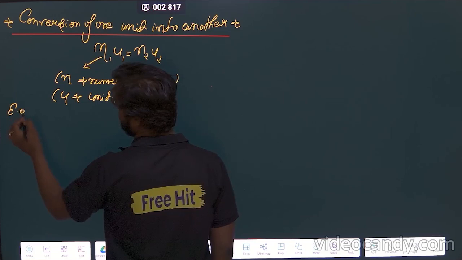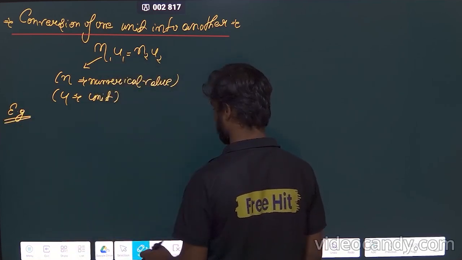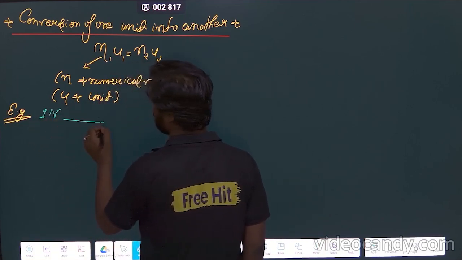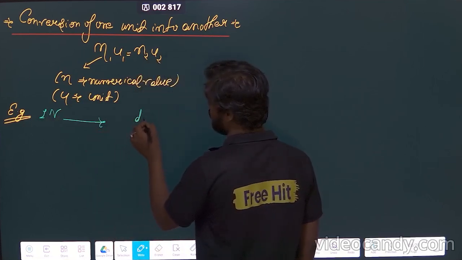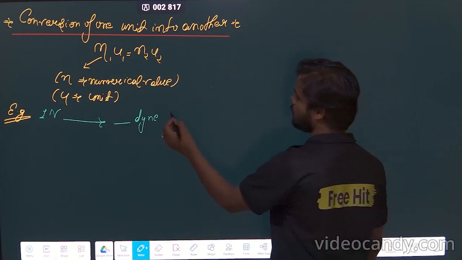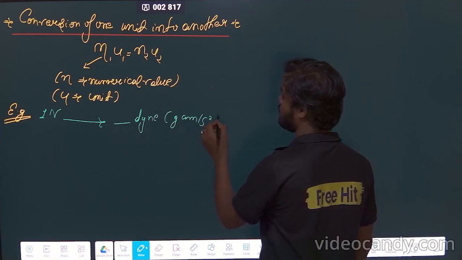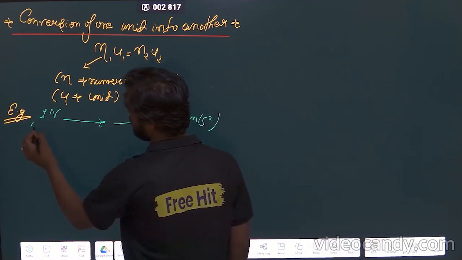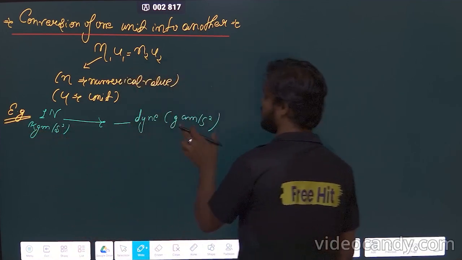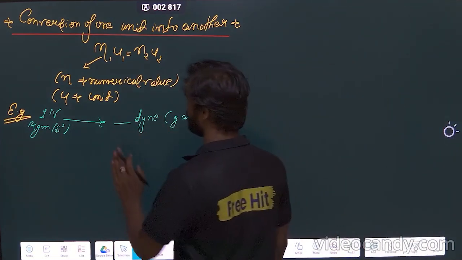Let's take one example. 1 Newton is equal to how many dyne? Dyne, you know, is gram centimeter per second square, and Newton is kg meter per second square. That is the difference. This is the SI or MKS system, and this is the CGS system. So you have to do this conversion. What you have to do is apply this formula.